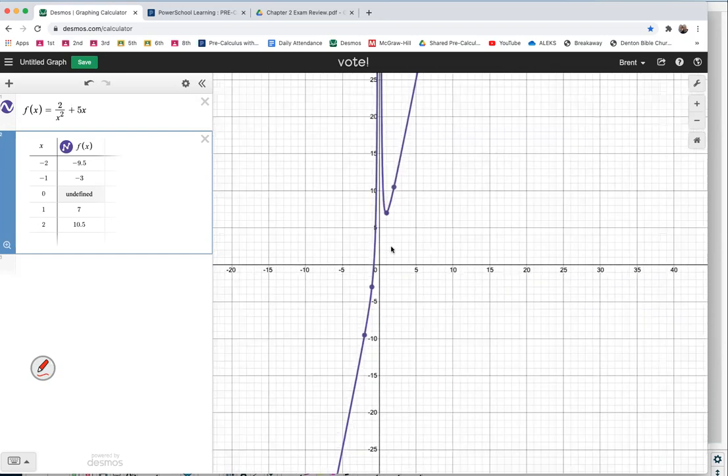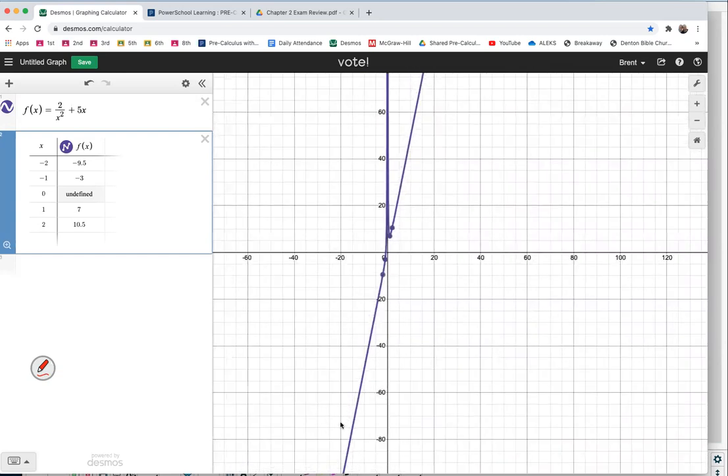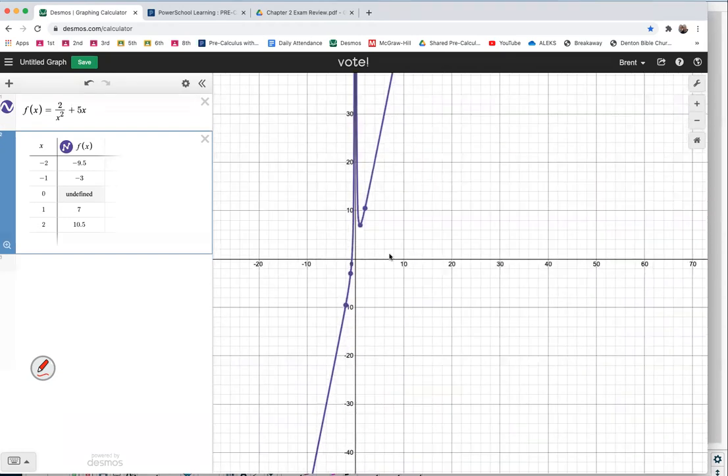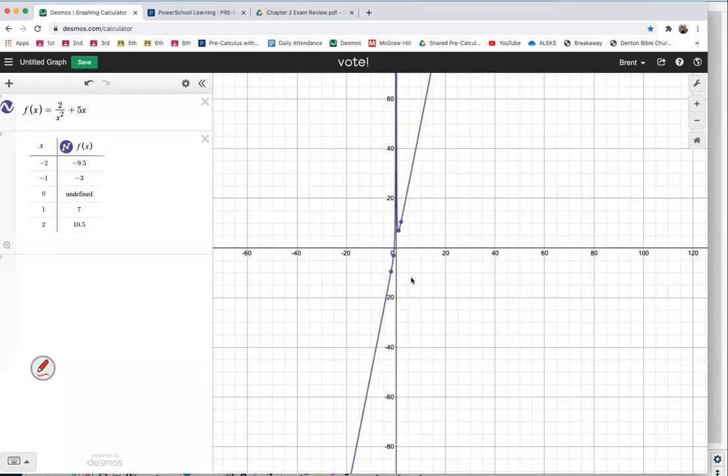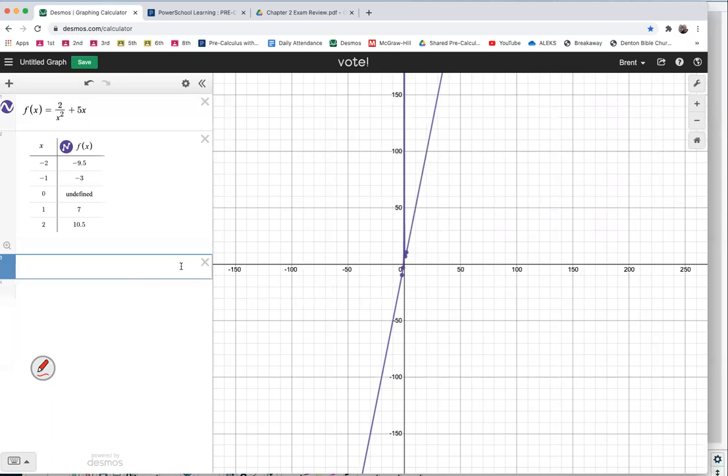But for my range, you see how the graph goes forever down and it goes forever up? That means it's all reals. And what I was talking about a second ago is this graph would model the same overall graph as y equals 5x, because that was a greater power. Notice how the 5x overlaps, it just doesn't have that middle portion?